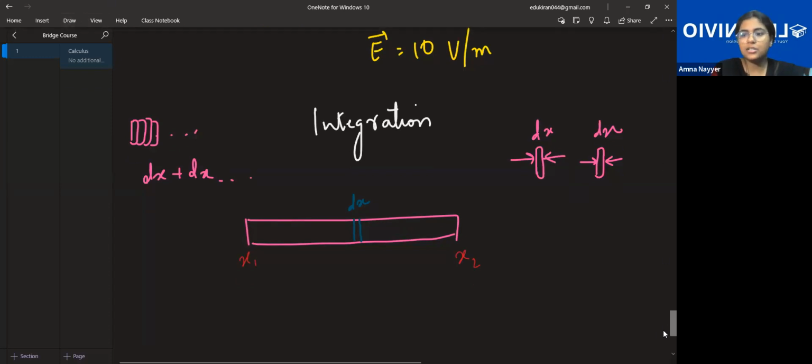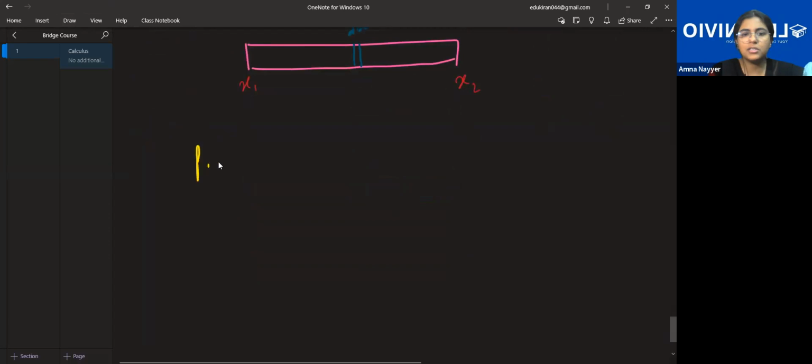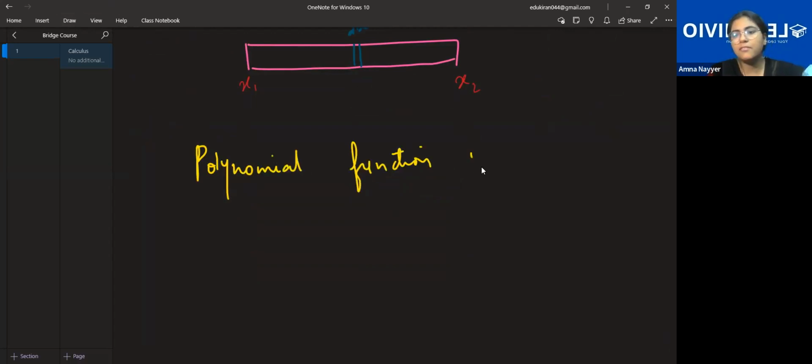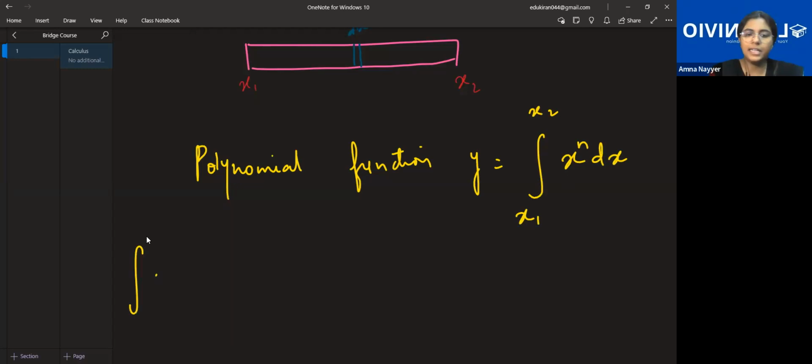So integration, you have the polynomial function. The polynomial function is present. So see, suppose you have y is equal to, this is the symbol for integration, you already know, x to the power n dx, because we are writing it in generalized form, from x1 to x2. So the purpose is, when we are integrating this y, how will my answer be? See, you have x to the power n.